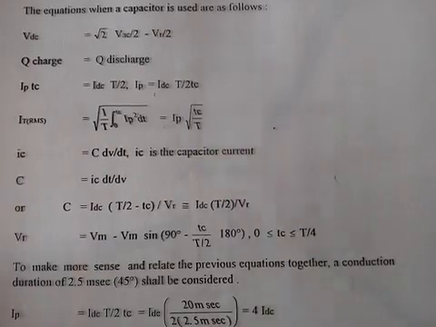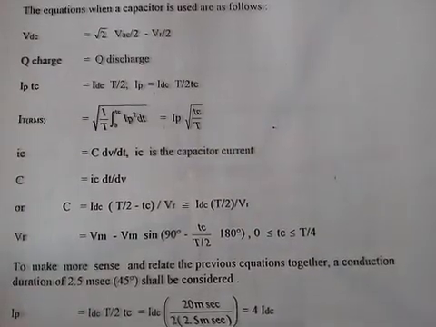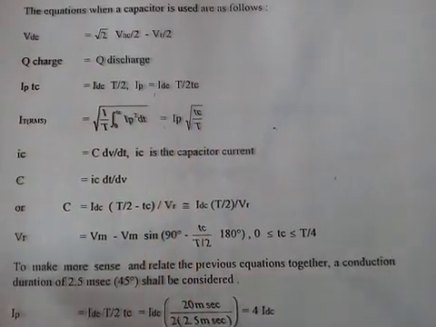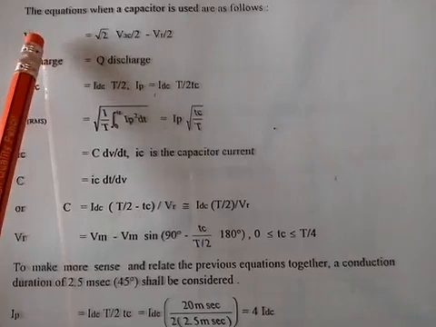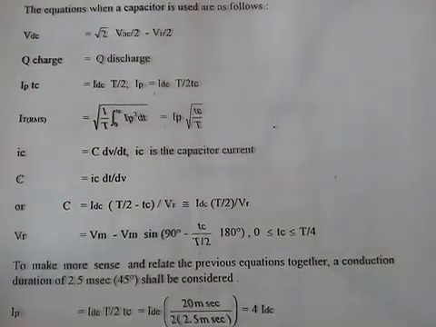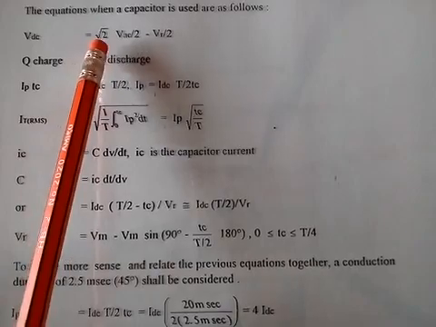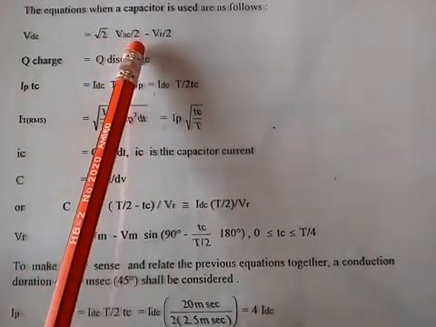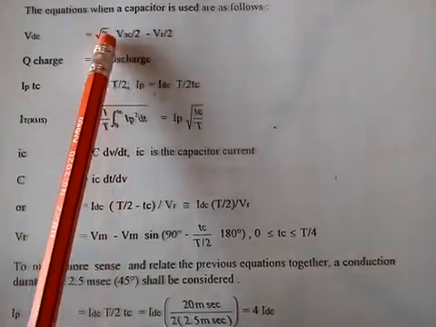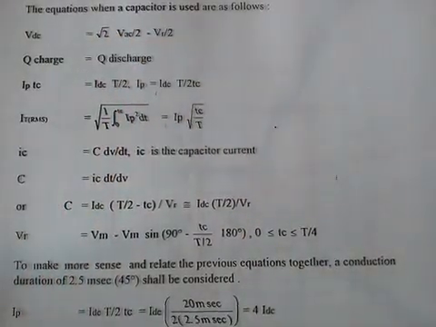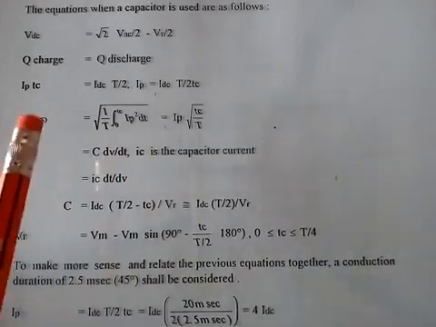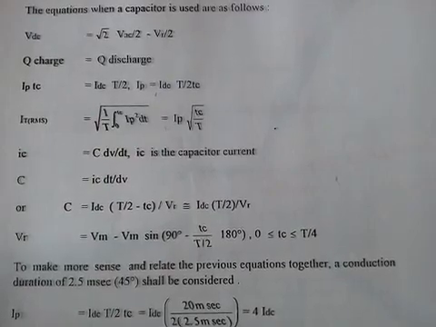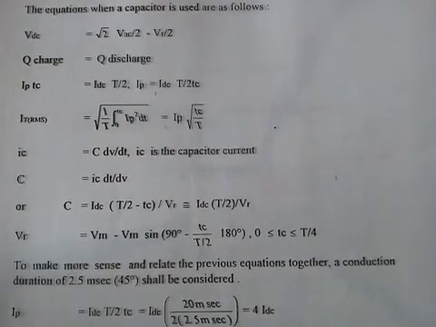So the equations, when a capacitor is used, are as follows. We have our VDC, that's the voltage across the load. It will be equal to the square root of 2 multiplied by VAC over 2. That's what we used to have as a peak voltage. Minus the ripple voltage divided by 2. And later on, we'll see how much ripple voltage we'll get.